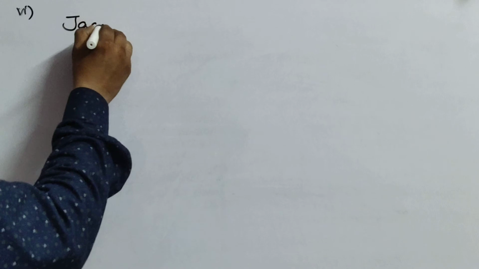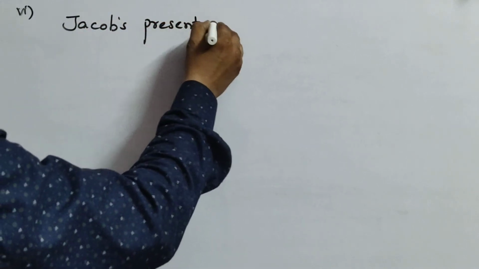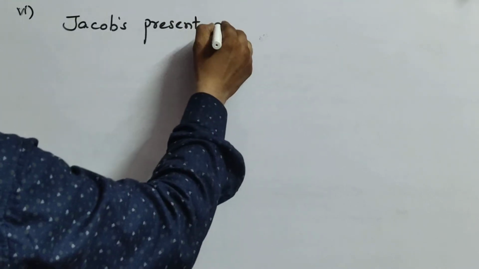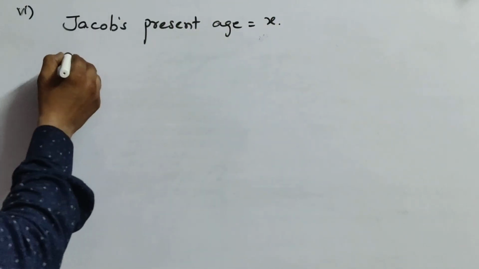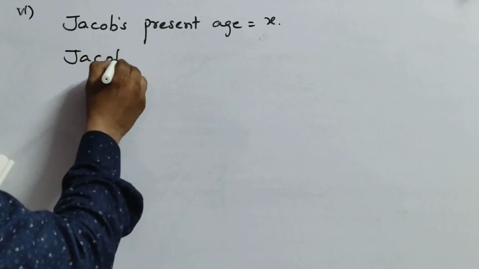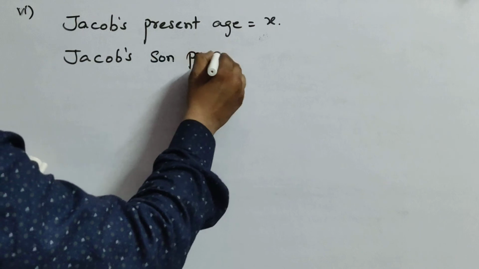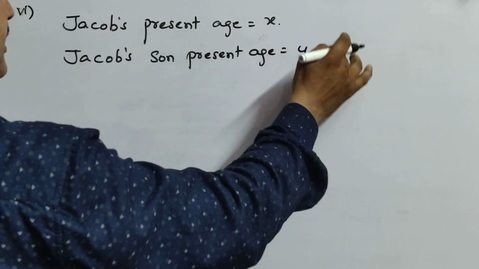So we don't know their present ages, so we'll consider their present ages. That means Jacob's present age is equal to x, you can write here present age. And Jacob's son's present age is equal to y years. You can write x years and y years.